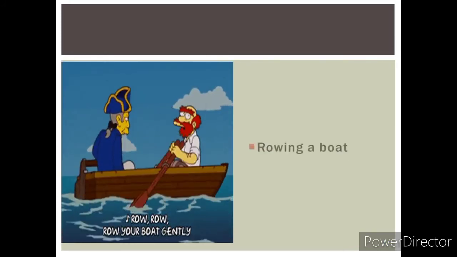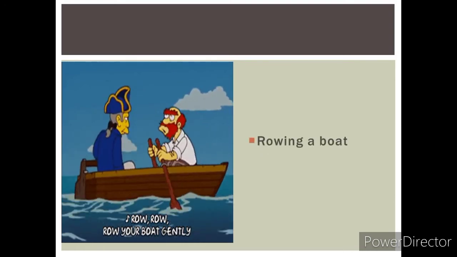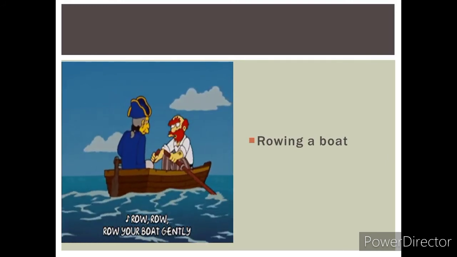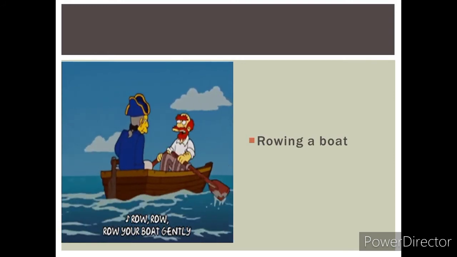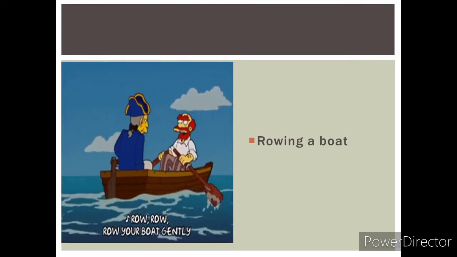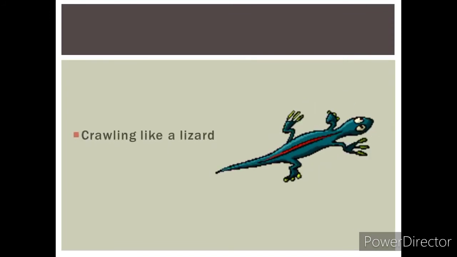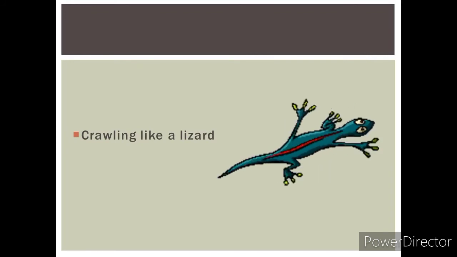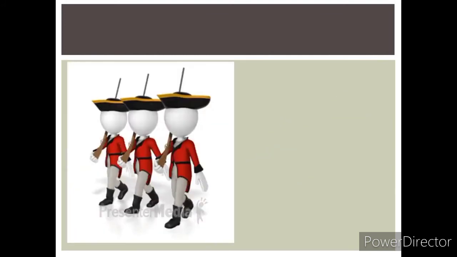We can also see a rider in a boat, rowing the boat from one direction to another. Doing that is another rhythmic activity that is done by man. This is not God or natural made. It is man that is rowing the boat. We also see a lizard moving. As the lizard moves, it crawls, which is called crawling like a lizard. It's also a rhythmic activity that is done by the lizard.